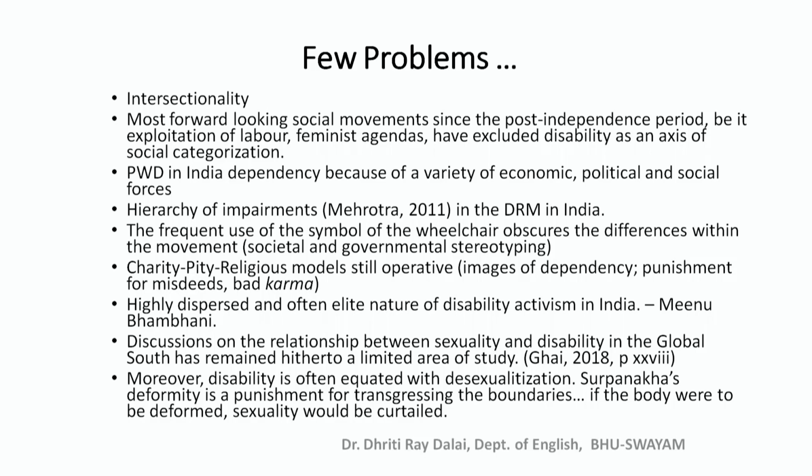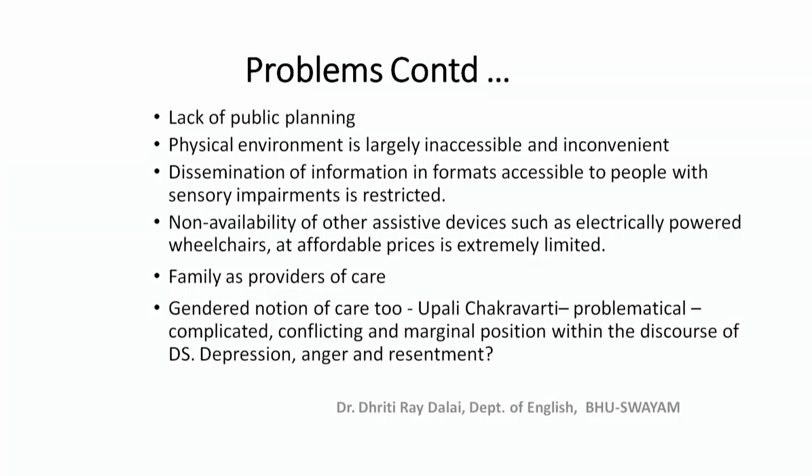Discussions on the relationship between sexuality and disability in the global south have remained hitherto a limited area of study. And here again I may give you an example from our past and literature coming from the past, and the example is in Surpanakha's deformity as a punishment for transgressing the boundaries. So if the body were to be deformed, sexuality would be curtailed. Is this the message that the text wants to project? We ask. The problems continue in a sense that there is a lack of public planning.